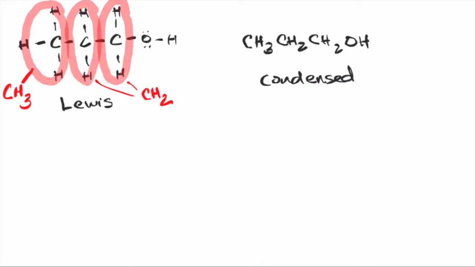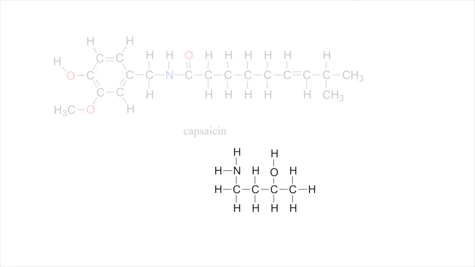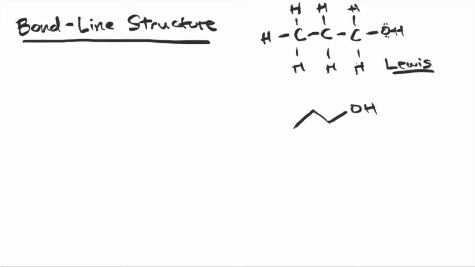So this condensed formula is good to a certain extent. Once your molecule gets a lot bigger, for example, this molecule, or you need to be able to see special features of that molecule rather quickly, the condensed formula will also not be sufficient. So instead, we will rely on something called the bond line structure. The bond line structure is also sometimes called the line structure, or the skeletal structure. So for example, propanol can be drawn like so.